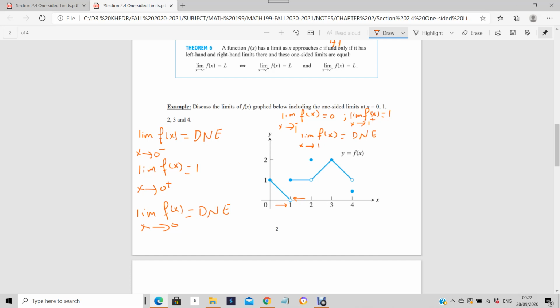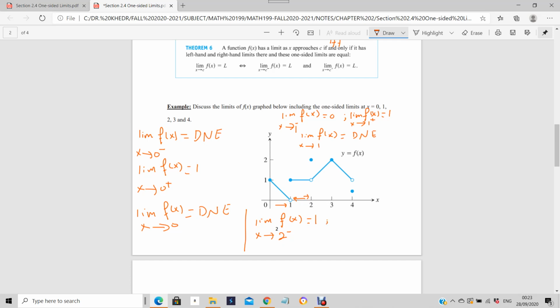Okay, let's see as x goes to 2. I will write here lim f of x as x goes to 2 from left side. We are approaching x equals 2 from left side. Which part of the graph for this region, which is very close to 2 from left side? This line. Okay? So as x is getting closer to 2 from left side, the value of y is getting closer to 1. So this is limit 1.